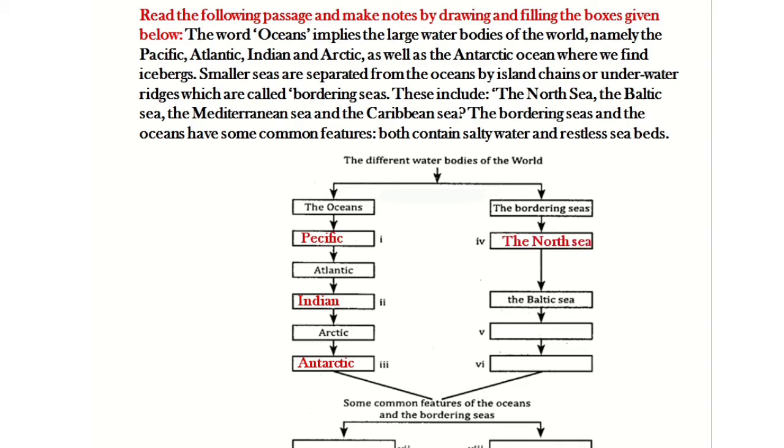And the next side, the bordering seas: the North Sea, that is in the fourth line, and Baltic Sea and Mediterranean Sea and lastly Caribbean Sea. And some common features of the oceans and the bordering seas, that is given in the last line: both contain salty water and restless sea beds.